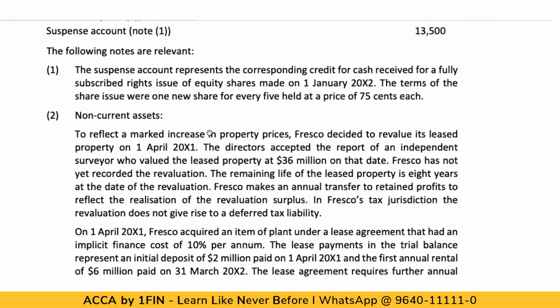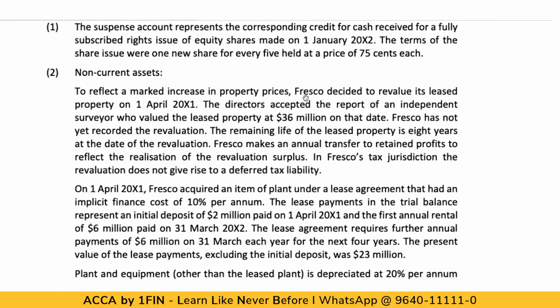Then non-current assets. To reflect a marked increase in property prices, they decide to revalue the leasehold property. The director accepted the report of the valuer, who valued the leasehold property at 36 million. They have not yet recorded the revaluation. The remaining life of the leasehold property is 8 years at the date of revaluation. They make an annual transfer to retained profits to reflect the realization of the revaluation surplus. Revaluation does not give rise to deferred tax liabilities. Here, with the revaluation surplus, they will increase the value of the leasehold property, that is the right of use asset, and the balance amount will be amortized over the remaining useful life.